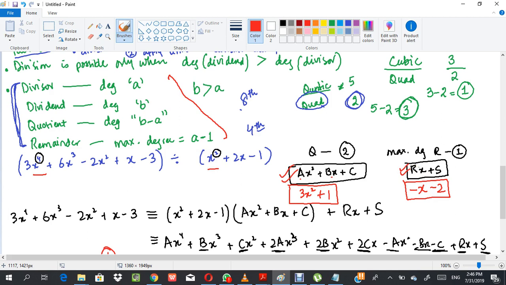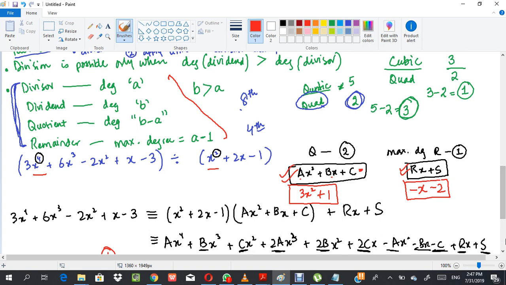You can take any symbol except the ones that you have used here. The reason why I prefer to take R is because R reminds me that, alright, I'm talking about the remainder. So now I'm always saying maximum degree. If the remainder doesn't exist, R would come out to be 0, S would come out to be 0, and so on.